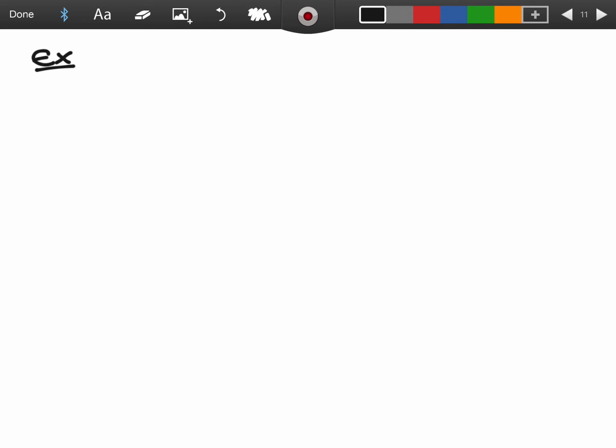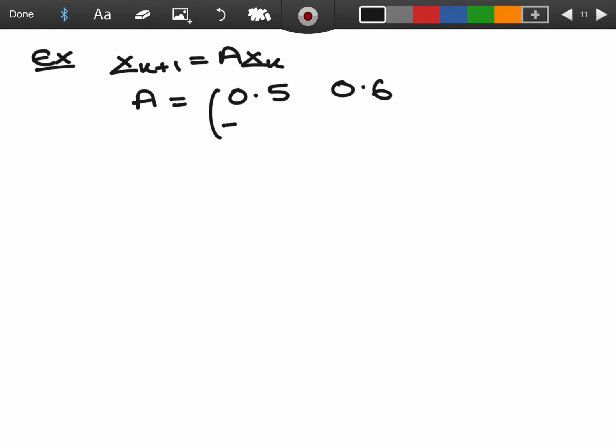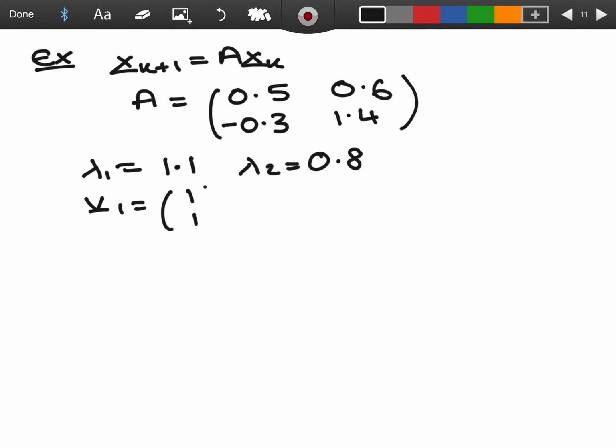Again, we're dealing with this dynamical system. I'm going to take A to equal [0.5, 0.6; -0.3, 1.4]. If you were to work this out, you would find the eigenvalues, and your eigenvectors are (1, 1) and (2, 1). Without doing any work already, we know what the origin is going to be.